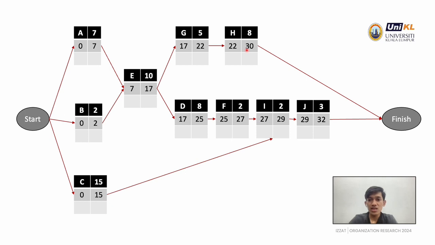For activity I, we do the same as we did for activity E. This activity is connected to activities F and C. So we need to find which activity has the maximum earliest finish. In this case, the maximum is 27. After we fill in all the details, just put the same calculation until the finish.